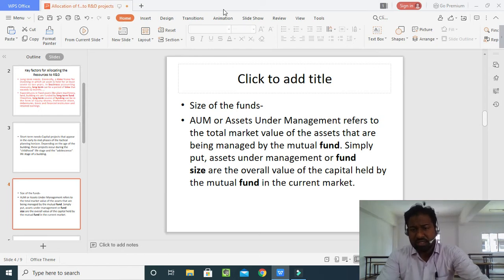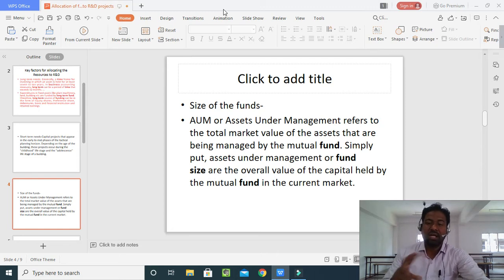See what they are saying? Assets under management, that means whatever assets are managed under the fund size, are the overall value of the capital held by the mutual fund. Whatever the value of the assets is, that will be managed by the mutual fund, whether it is banks and financiers giving loans, or depending on the shares. Depending on the value of the asset, they will get the amount, or the fund. That means what is the size?